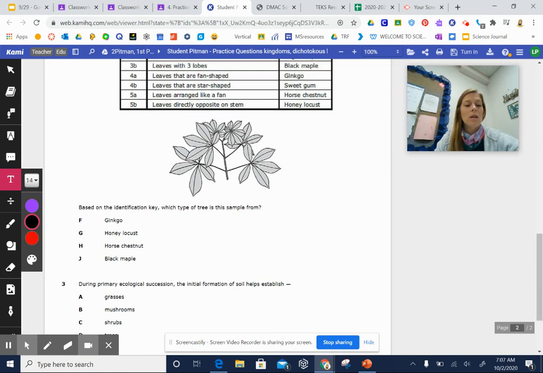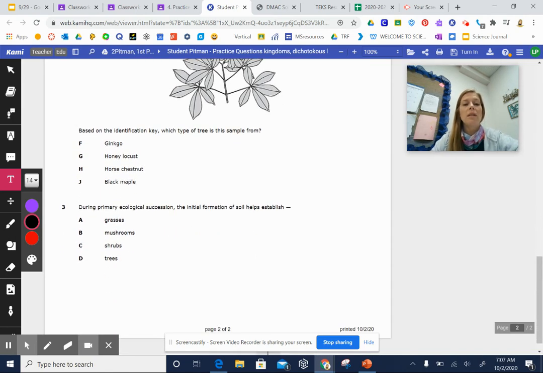Question 3. During primary ecological succession, the initial formation of soil helps establish A. grasses, B. mushrooms, C. shrubs, D. trees. Now make sure that you have used your strategies on all 3 questions. Make sure you've proven your answers on all 3 questions. Then you're going to turn it in.